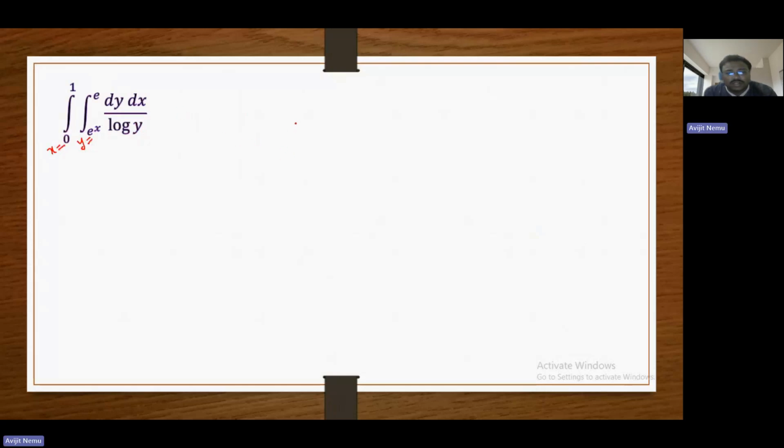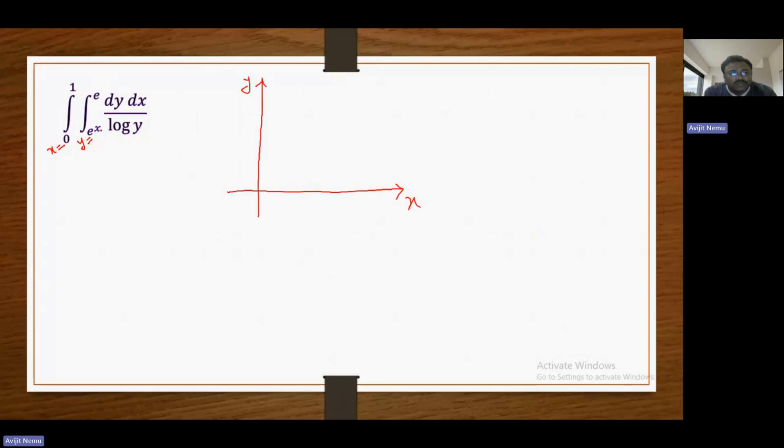So for this integration, consider the graph diagram. This is the x-axis and this is the y-axis. As y contains variables, we have to consider this region with respect to y first. The lower limit of y is e to the power x, and x ranges from 0 to 1. So we can start by considering x equal to 0 here.